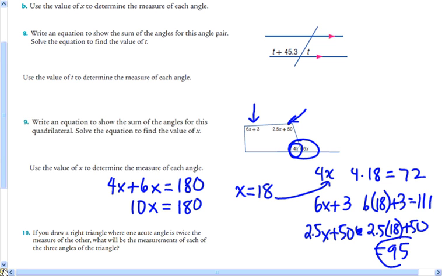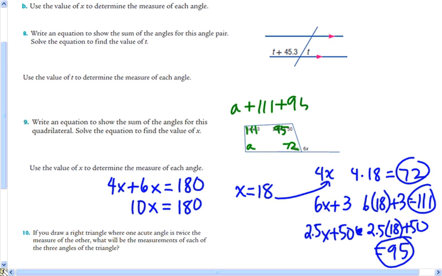So we got 3 of the angles right there. 72 is the bottom right. So 72 is that one. The one up here, 6x plus 3, that's 111. And 95 is this one. Those kind of seem mixed up. They don't look like they're that size, but we've got to go with it because now we can just label this one A and figure that one out. All 4 of these angles will add up to 360. And I'm going to let you finish that up either now or in class tomorrow.